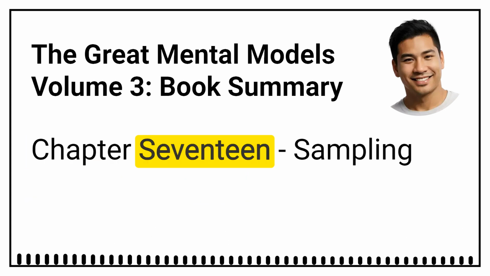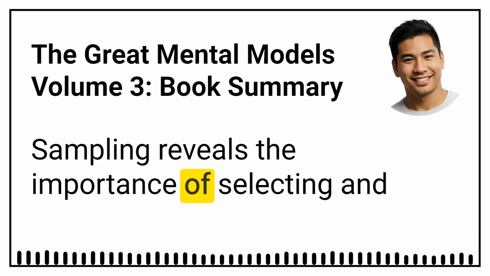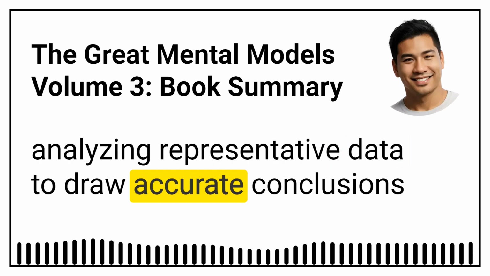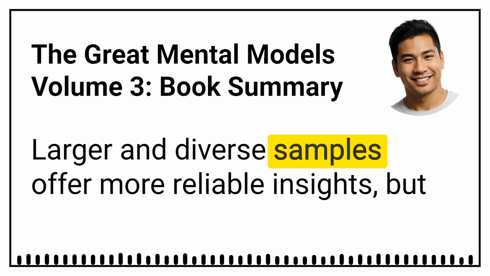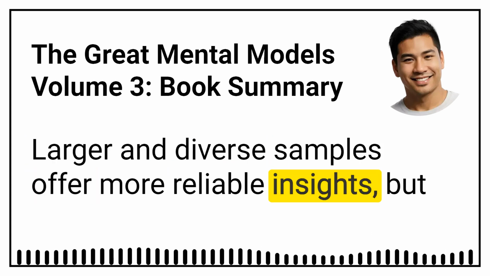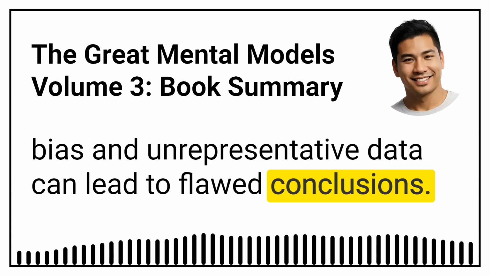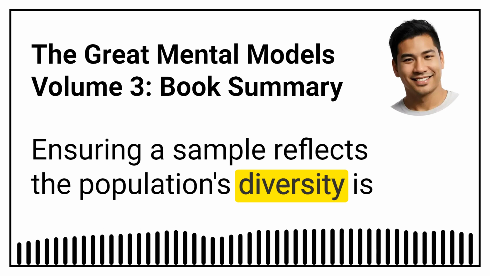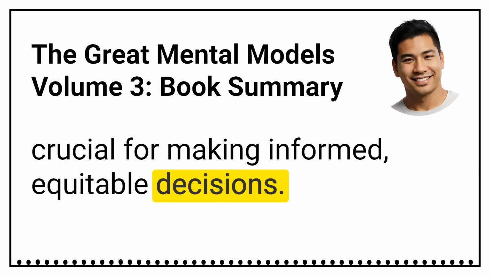Chapter 17. Sampling. Sampling reveals the importance of selecting and analyzing representative data to draw accurate conclusions about broader populations. Larger and diverse samples offer more reliable insights, but bias and unrepresentative data can lead to flawed conclusions. Ensuring a sample reflects the population's diversity is crucial for making informed, equitable decisions.